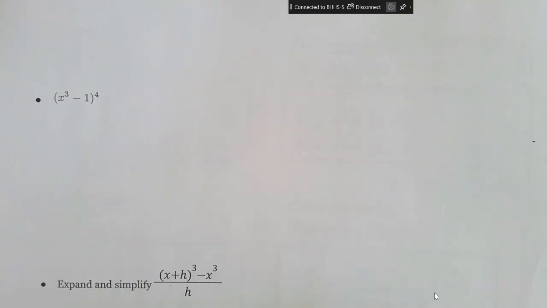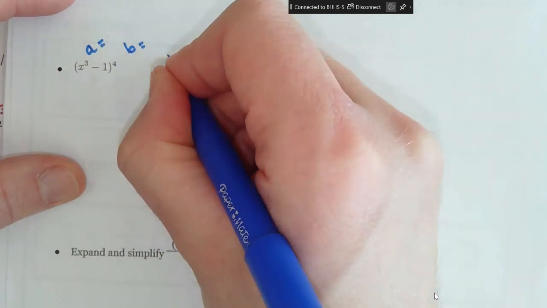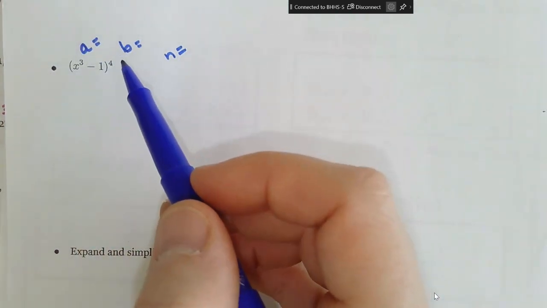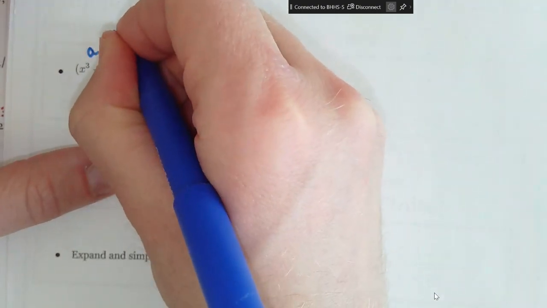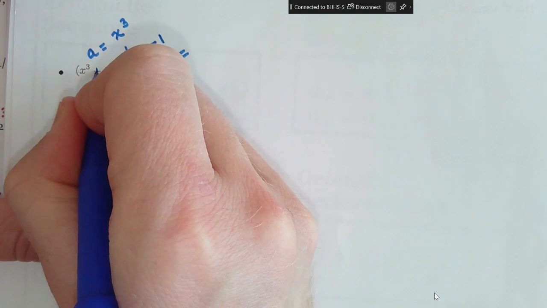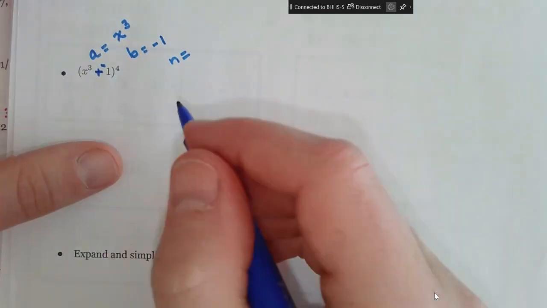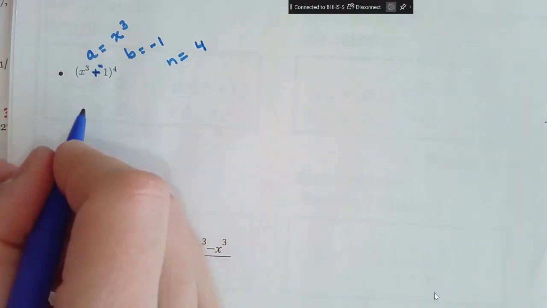Moving to number 2. Start with A and B and N. Ilana, I'm coming your way. Could you tell us what is A? What is B? What is N? Okay, good catch. Did everyone see that she said this is plus a negative? So that's -1. Cool. So we start there.